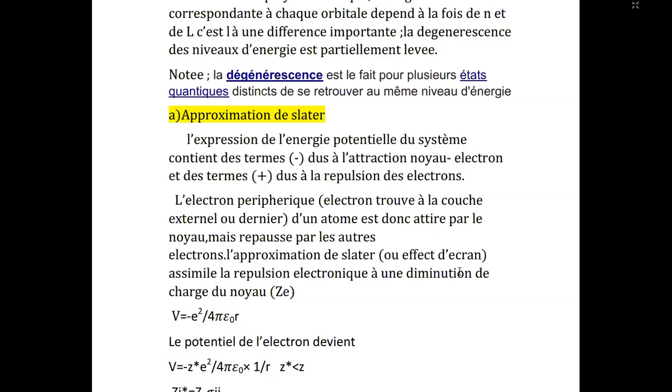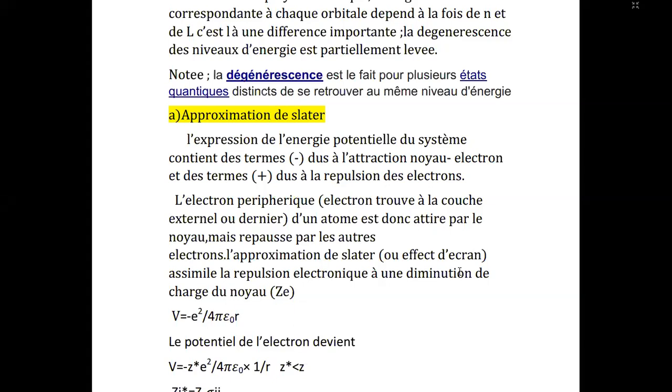So when you are reading this, take note of effet d'écran. It's very important. Sometimes they will just try to confuse you when asking questions. They will remove approximation de Slater, but just say calculate the effet d'écran of this atom, and you'll be confused. So take note of that also. It usually comes. Assimiler la répulsion électronique à une diminution de charge du noyau. So the approximation de Slater is assimilated to the electronic repulsion, the reducing of the charge of the nucleus.